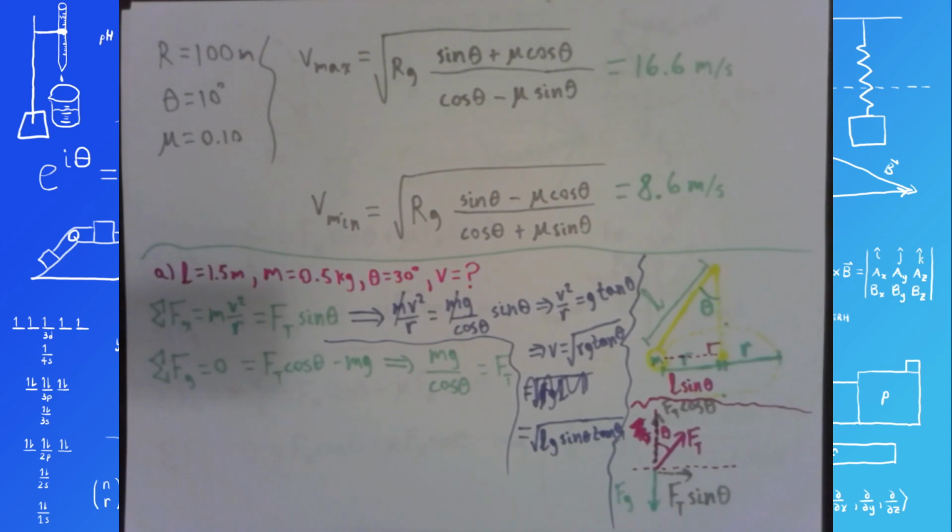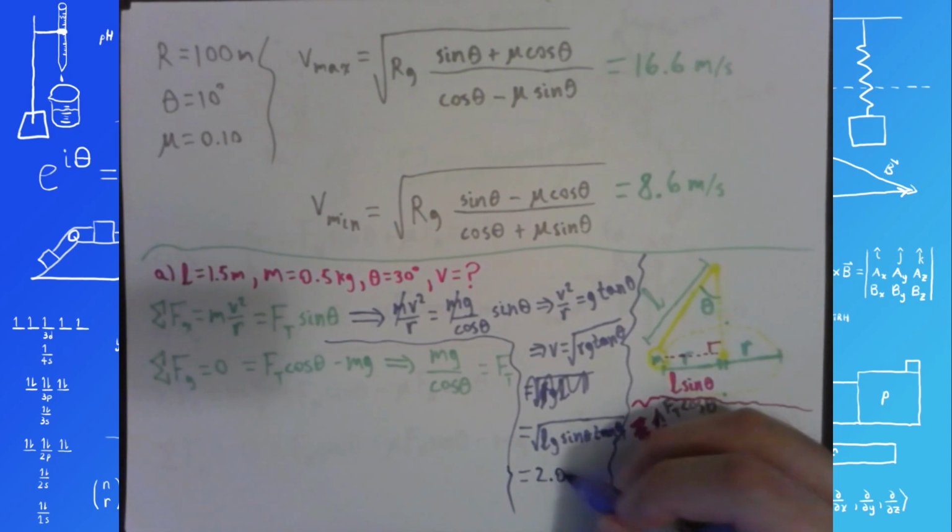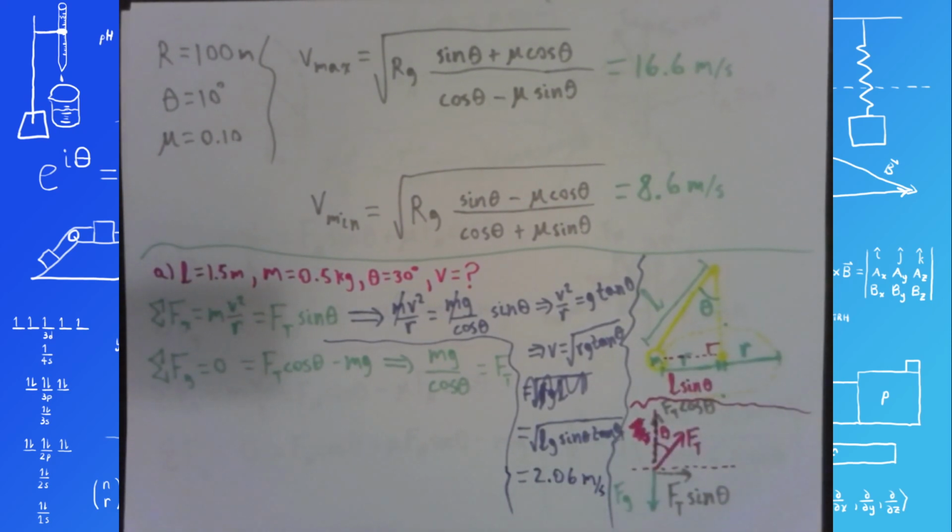Square root of Lg sine theta. Square root of 1.5 times 9.8 times sine of 30 degrees. Oh, times tan of 30 degrees. Almost forgot that part. Times tan of 30 degrees. All that under the square root gives me 2.06 meters per second for part A.